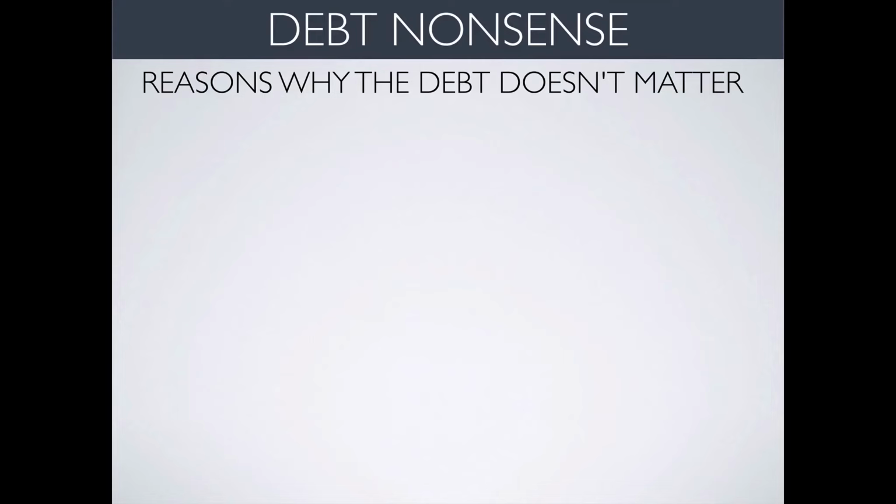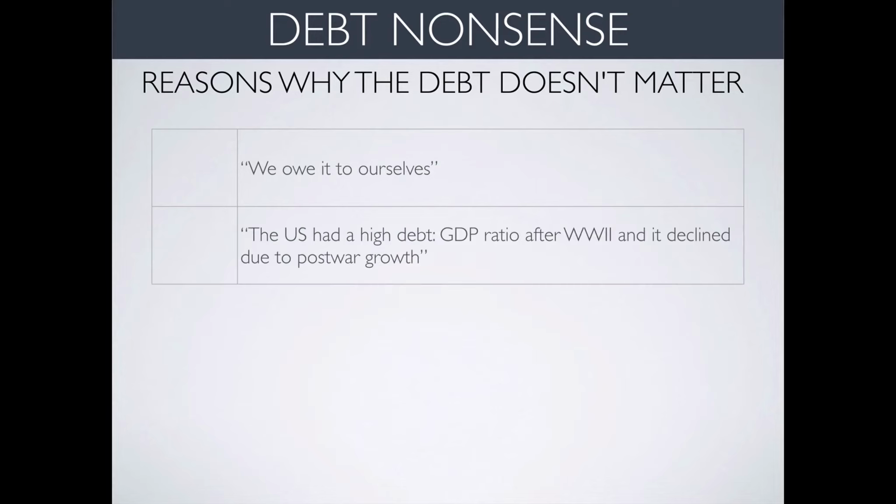Now this section is what I call debt nonsense. It's reasons why the debt doesn't matter, and these are pretty commonly heard types of things. Here's one thing people say: we owe it to ourselves. Another thing that people sometimes say is that the U.S. had a high debt to GDP ratio after World War II, and it declined due to post-war growth. Something like that could happen again. We don't need to worry about it.